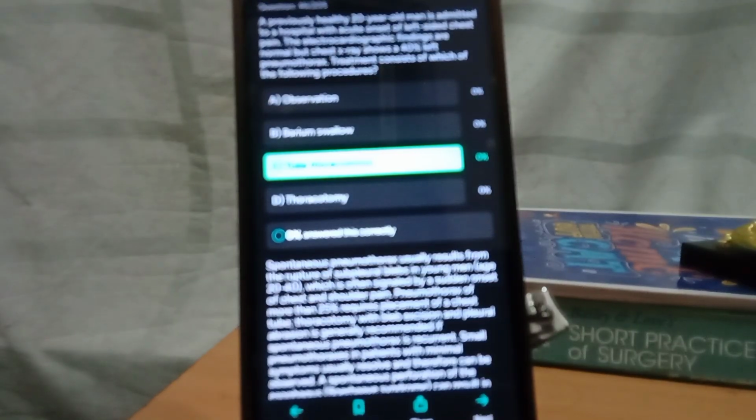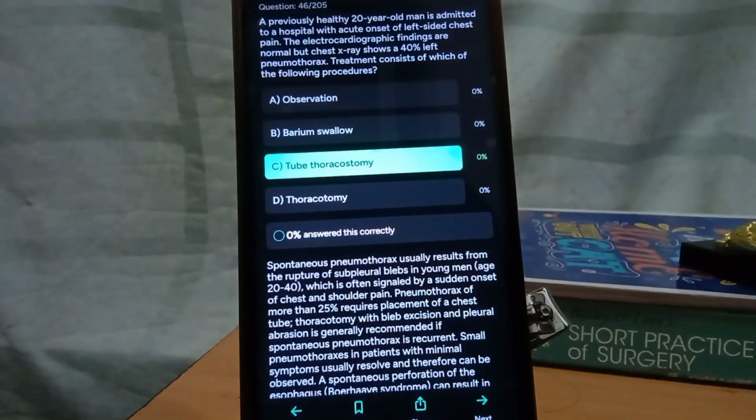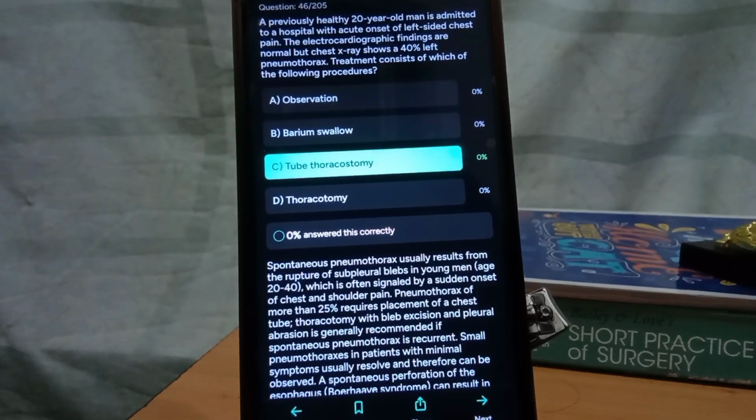So, a previously healthy 20-year-old man is admitted to hospital with acute onset chest pain. The electrocardiographic findings are normal, but chest X-ray shows 40% pneumothorax. So, the treatment of choice is tube thoracostomy, because pneumothorax of more than 25% requires placement of a chest tube. Thoracotomy with bleb excision and pleural ablation is generally recommended if spontaneous pneumothorax is recurrent. A small pneumothorax can resolve and therefore can be observed.